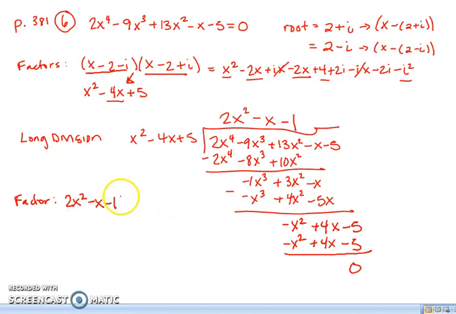And how do you find roots? How do you solve? You take that factor and you set it equal to 0, and then you're going to use your quadratic equation to solve.